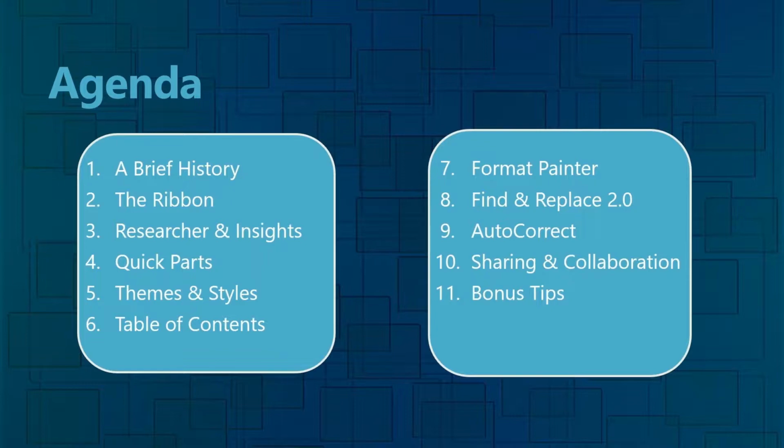can see. So we're going to cover the ribbon and how to customize it. We're going to talk about Researcher and Insights. We're going to go into how to set and use quick parts. We're going to take a look at the themes and styles, show how to create a table of contents automatically. We're going to explore Format Painter, show how to use the updated version of Find and Replace. We'll show you how to customize autocorrect, get into a little bit of sharing and collaboration, and then I've got a few bonus tips for you as well.